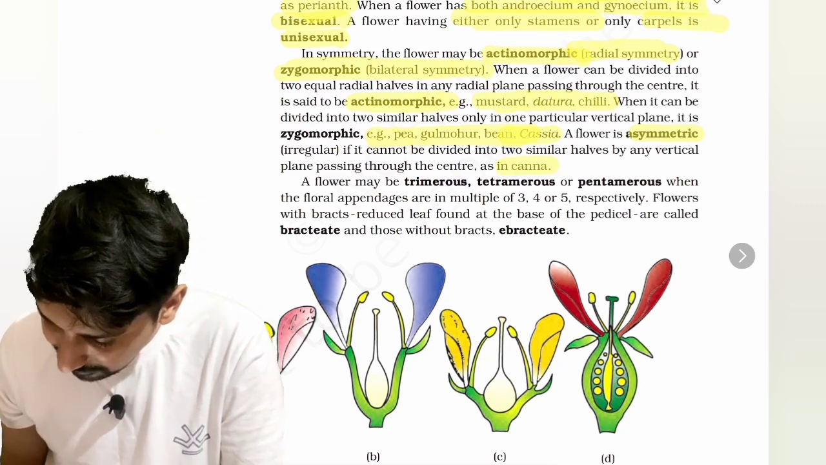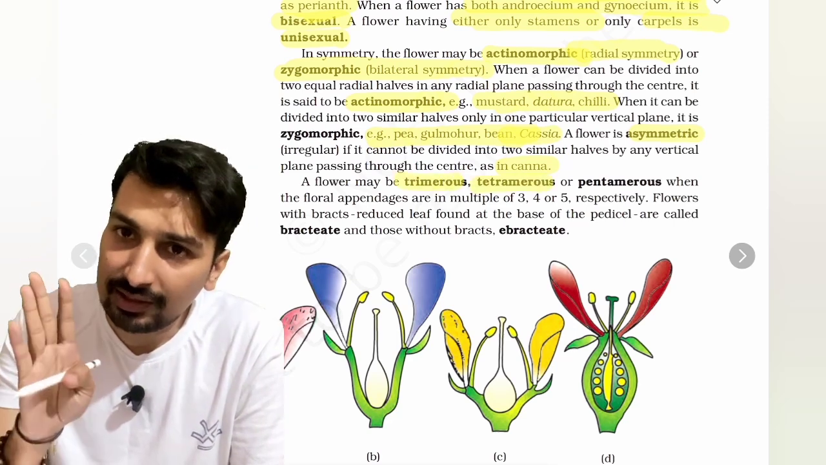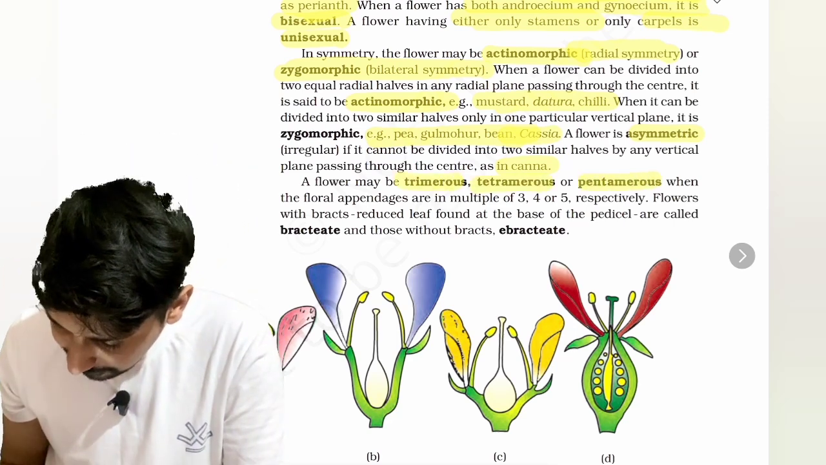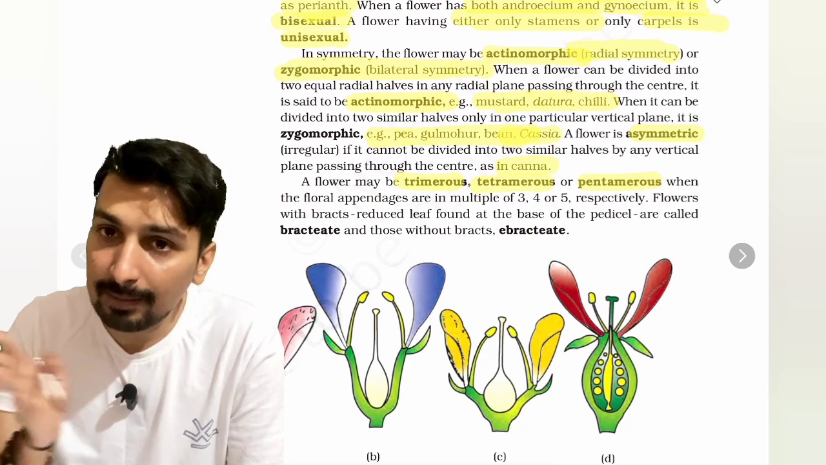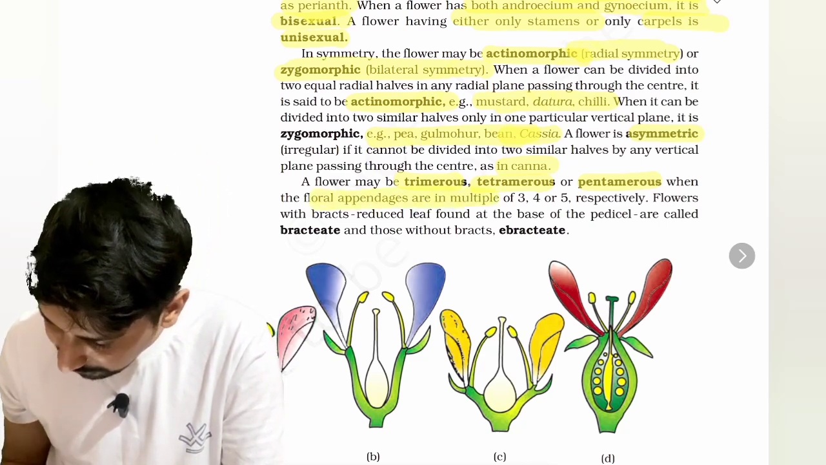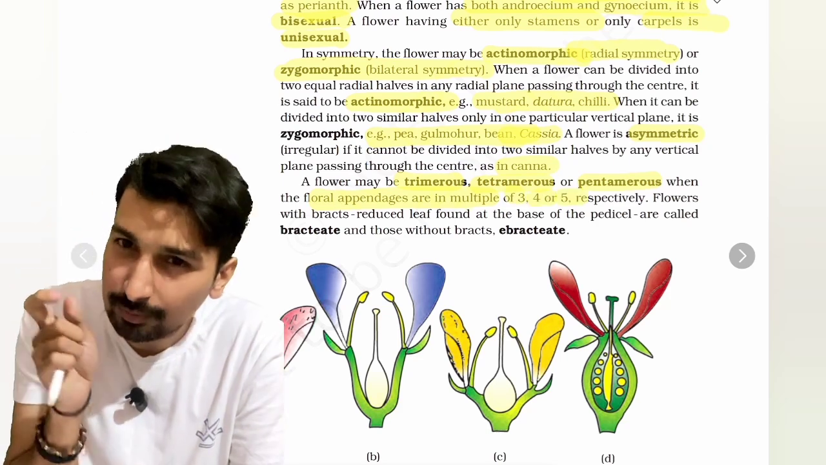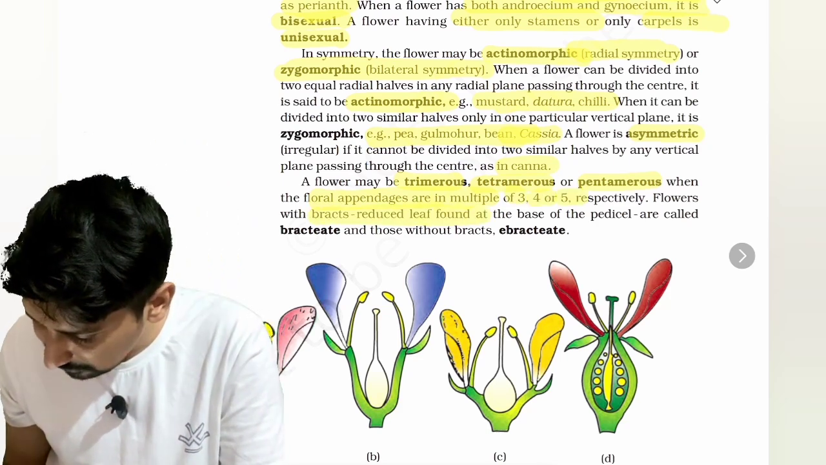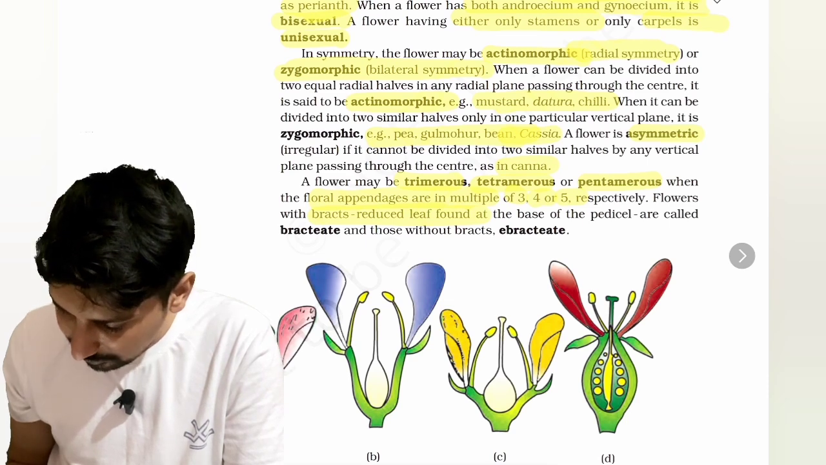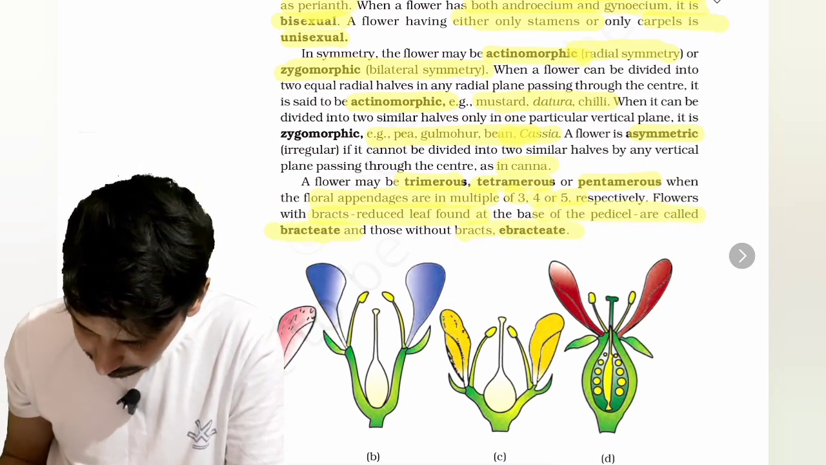So a flower can be trimerous, tetramerous or pentamerous. It can be tri, tetra or pentamerous based on how many floral appendages it is having, so it can have 3, 4 or 5 respectively. Flowers with bracts, reduced leaves. Some flowers have a small leaf-like structure at the base of the pedicel, that is known as bracteate. Without them, the flowers are known as ebracteate.